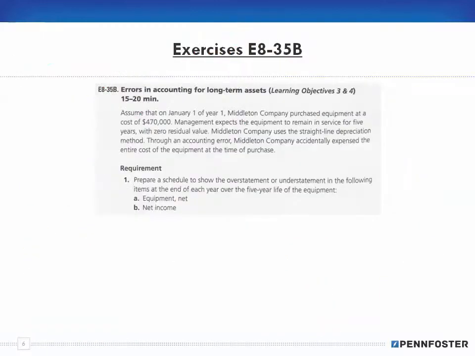Right, so we're working on problem 35. Errors in accounting for long-term assets. Assume that on January 1st of year one, Middleton Company purchased equipment at a cost of $470,000. Management expects the equipment to remain in service for 5 years with a zero residual value. Middleton Company uses straight line depreciation. Through an accounting error, Middleton accidentally expensed the entire cost of the equipment at the time of purchase.